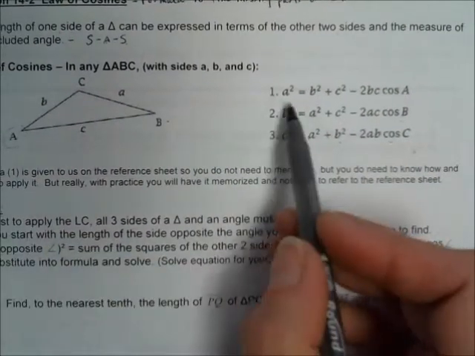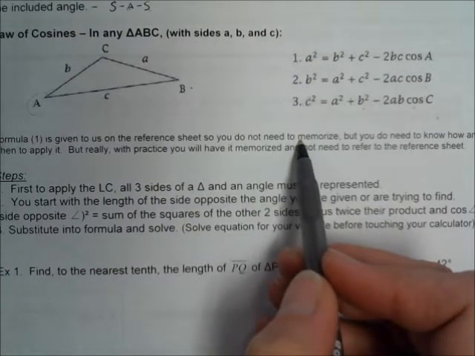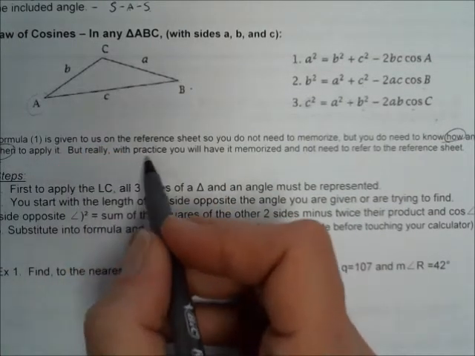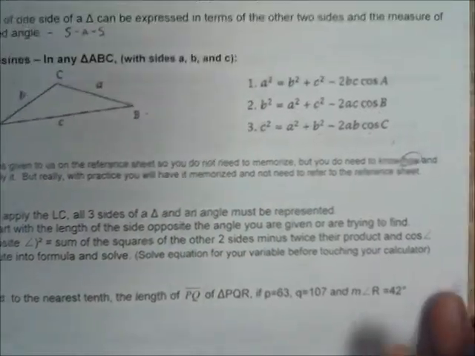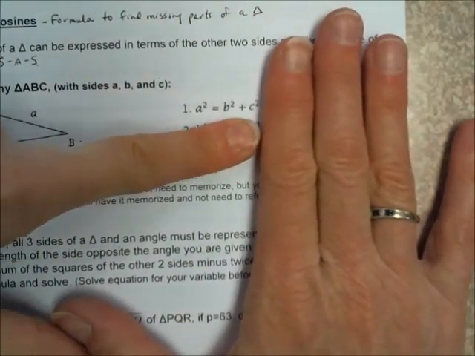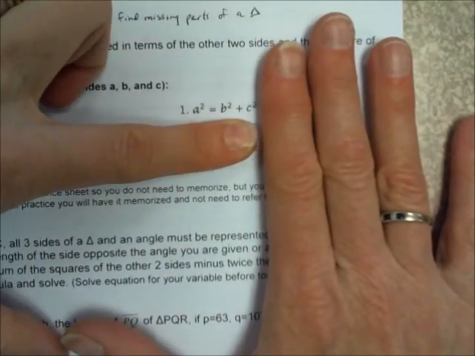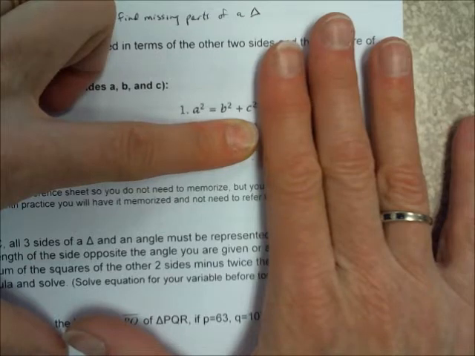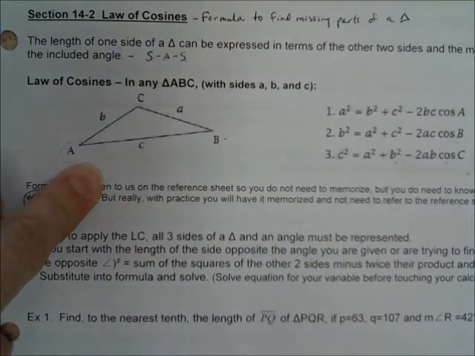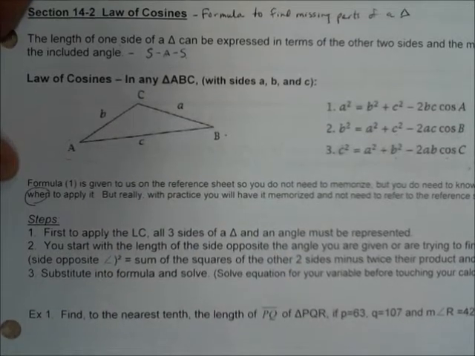Down here it says this first formula is given to you on the reference sheet, just like I showed you, so you don't have to memorize it, but you need to know how and when to apply it. But really, you're probably going to memorize this formula. I usually show this as a squared equals b squared plus c squared, because everybody knows that is the Pythagorean theorem. But the Pythagorean theorem, the first part of this law of cosines, is only used with a right triangle, because this would be the hypotenuse. And there's no hypotenuse if you just have any kind of regular triangle. The law of cosines works with any triangle. It doesn't have to be a right triangle.